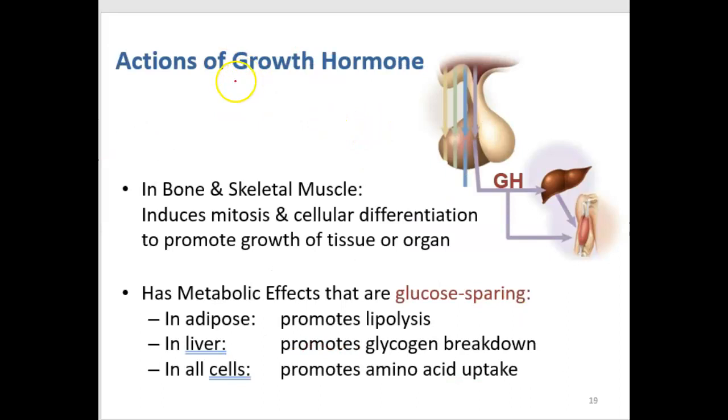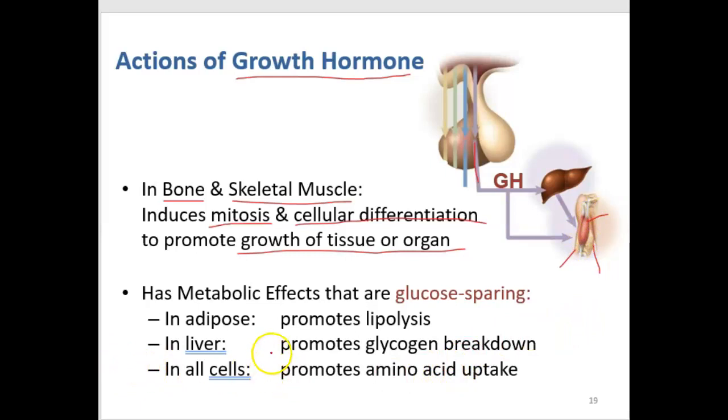Okay, now finally, growth hormone. Growth hormone is released by the anterior pituitary, and it has a wide range of effects. It causes bone, skeletal muscle, and cartilage to actually get bigger. Mitosis occurs, that means cell division, so you get more cells, and the cells mature. We call that cellular differentiation. The ultimate goal is to cause growth of tissue or an organ. So that happens in the skeletal muscles, the bone, it happens in adipose, it happens in cartilage.